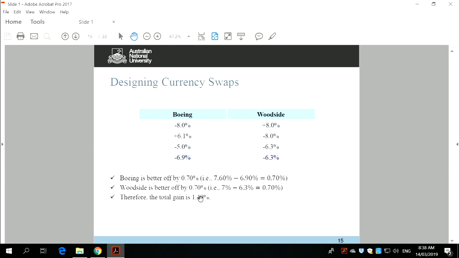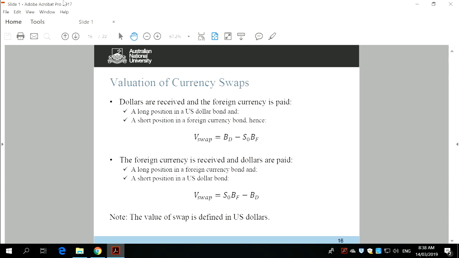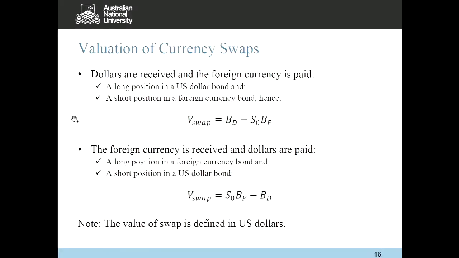So any question before we move on to valuing the currency swap? Okay, so valuing a currency swap is in fact easier than valuing an interest rate swap, because we're valuing two fixed rate paying bonds. Now, one thing you have to be aware of is the value of the swap is always denominated in US dollar, okay? So we're going to assume US dollar is our domestic currency, right?